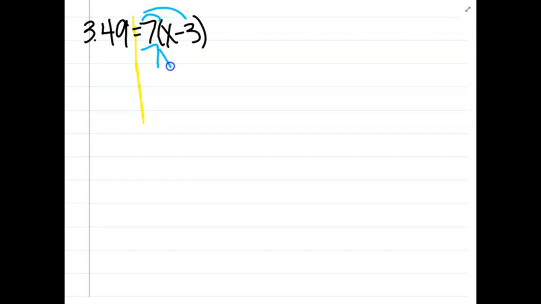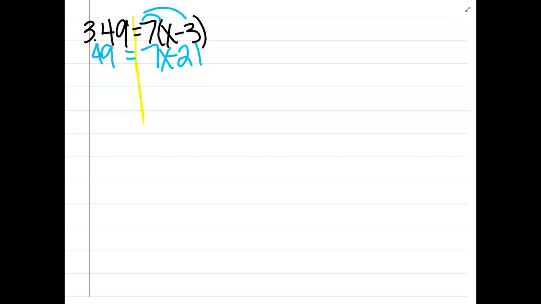Okay, number 3. 49 equals 7 times x minus 3. Okay, first thing, if you can, we want to distribute. Can we distribute on this one? Yes. Now remember, when we distribute, we are multiplying. So we're going to take 7 times x, which is just 7x. 7 times a minus 3 is going to be a minus 21. And then it's still going to be that equal 49 on the left-hand side.